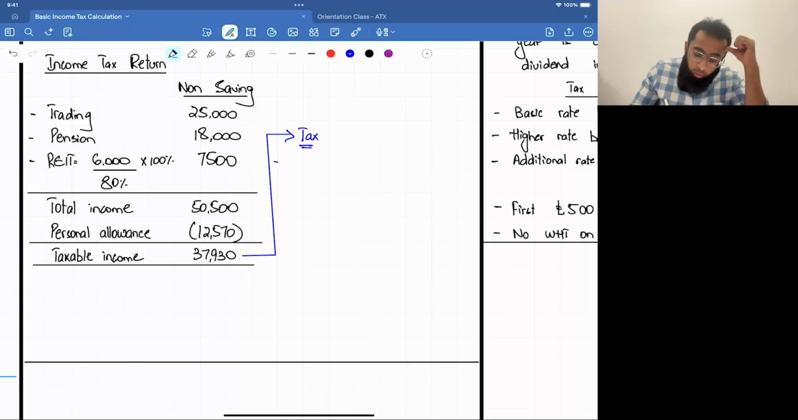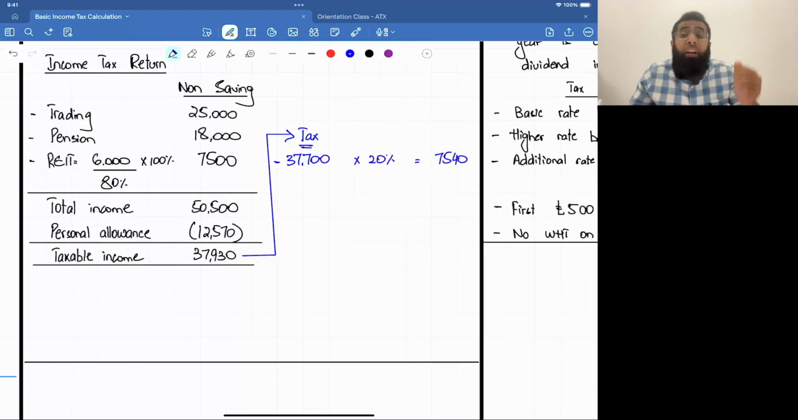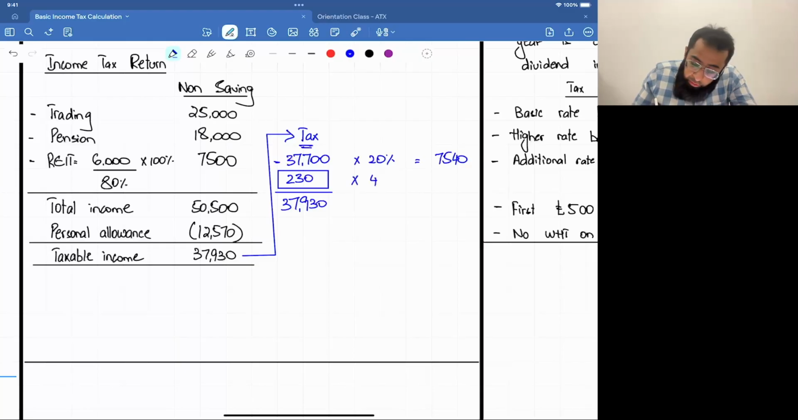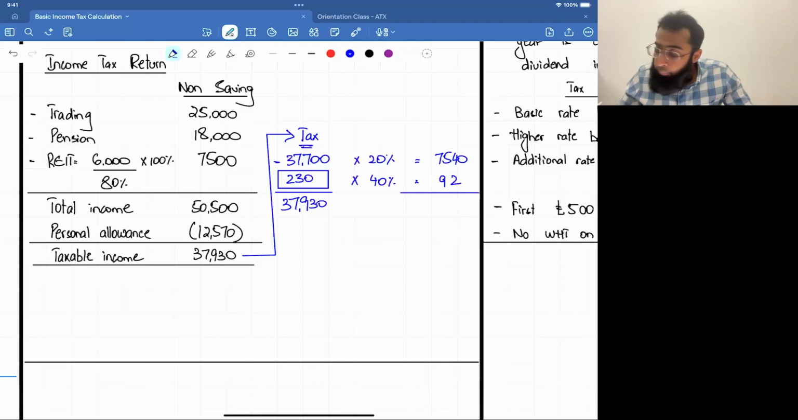Tax on first 37,700, it's 20%. That gives us 7,540. And on the balance, what's the balance? 37,930 minus 37,700, it's 230. You charge 40% on it. So it's 92. 7,540 and 92.